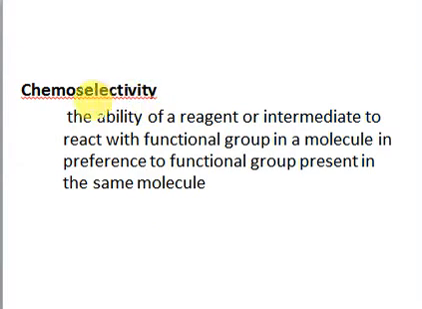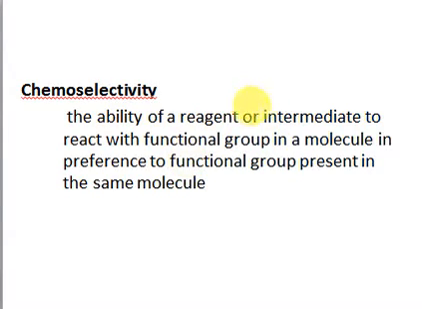So chemoselectivity is the ability of the reagent as well as an intermediate to react with a functional group in a molecule in preference to a functional group present in another molecule, right? So if you have two functional groups present, then the preference of the reagent, or the ability of the reagent, is to react with one functional group in preference to another.